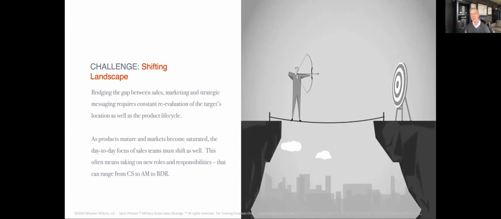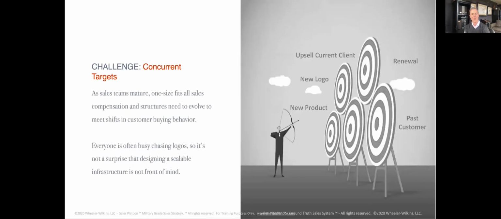And why are we talking about sales pitches if we're talking about quota? Hold on a minute, because it's going to make a lot more sense. All those different targets start to happen and occur as well. So what are those concurrent targets?